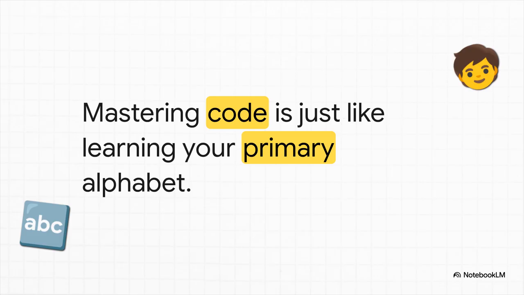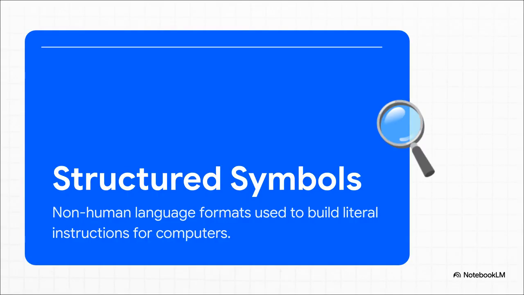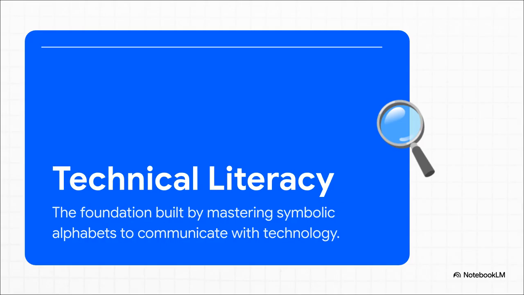It's learning your ABCs. So, the crucial point here is that computers rely entirely on what our sources call structured symbols. Instead of using the English letters A, B, and C to spell a word, we use these specific, non-human language formats to build literal instructions. These structured symbols act as our new letters. They are the absolute foundational building blocks necessary to assemble commands that a computer's processor can digest and understand with zero ambiguity.